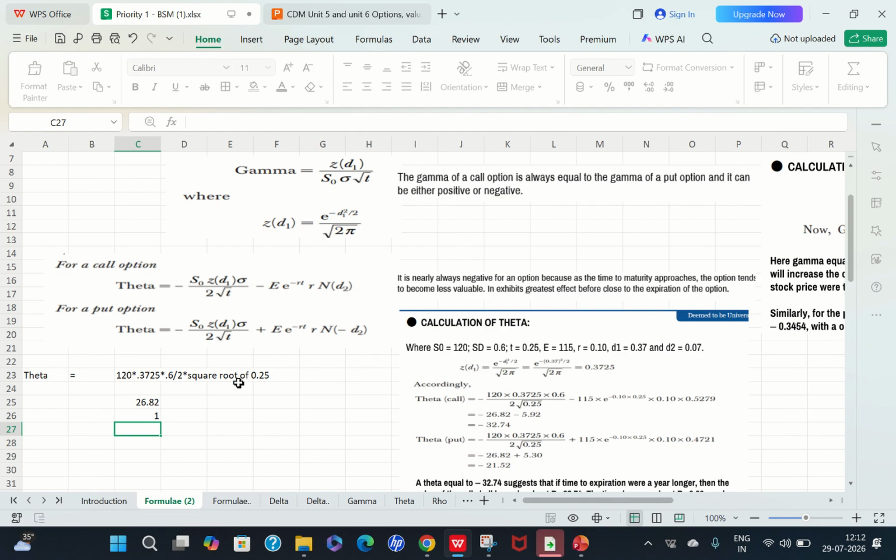Okay, now we are going into the second part of it. This is the first part. What is the second part? You will have to substitute E into e to the power of minus rt. What is E? E is 115 into e to the power of minus rt. What is r here? Rate of interest, 0.10. What is t here? 0.25, correct?